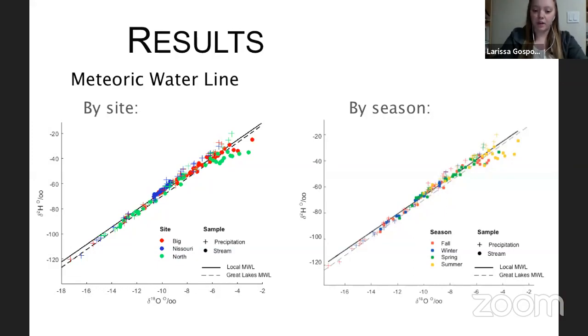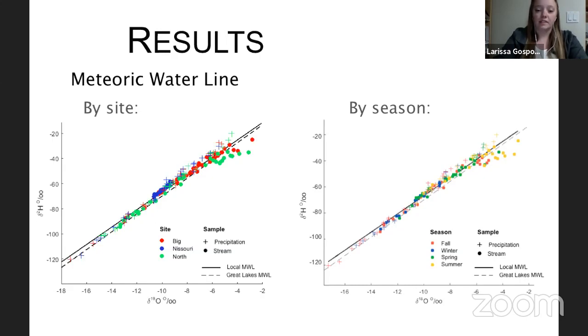So the first thing we noticed when we looked at our biweekly stream and precipitation samples, so those baseline conditions, was that the samples fell mostly along a Great Lakes meteoric waterline. And this indicates to us that there were few instances of evaporation. However, there's an exception. On the right side, when we look at it by site, we see several red and green dots that plot just below the line at the top, which indicates evaporation occurred.